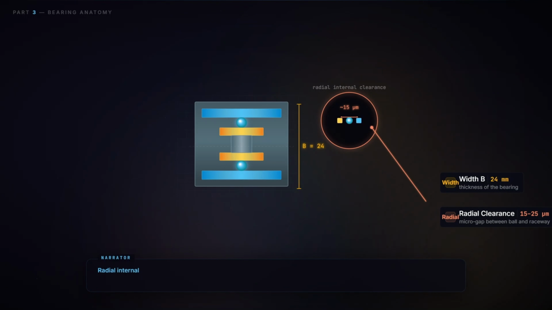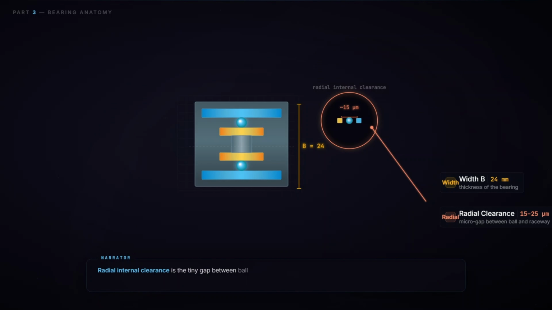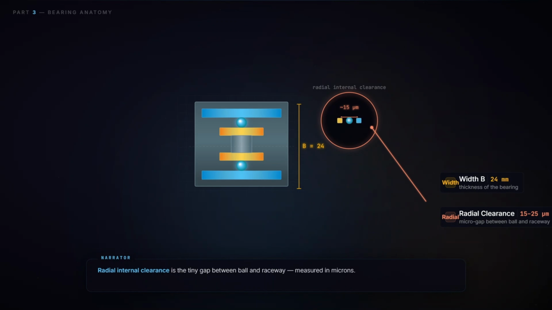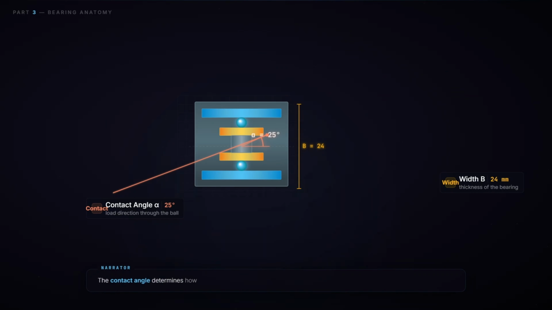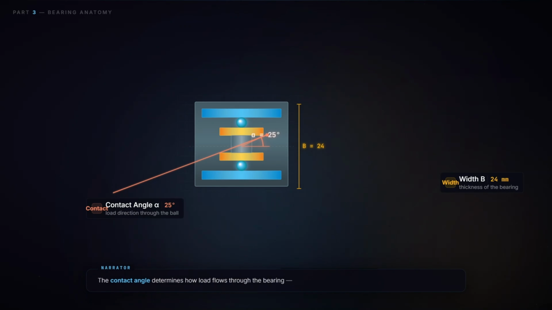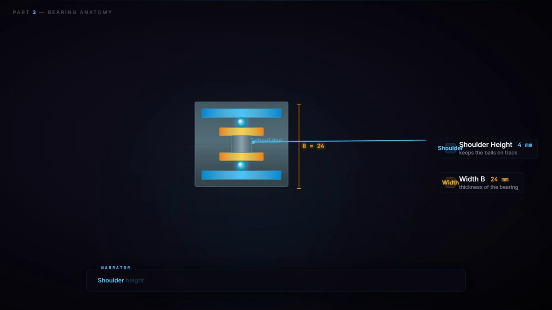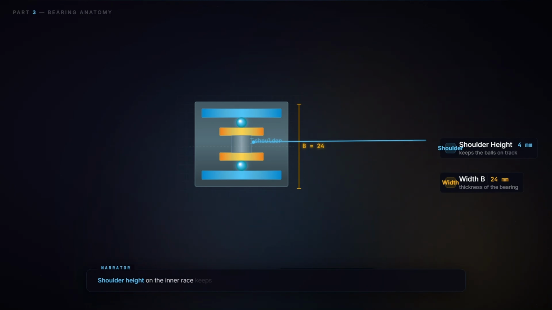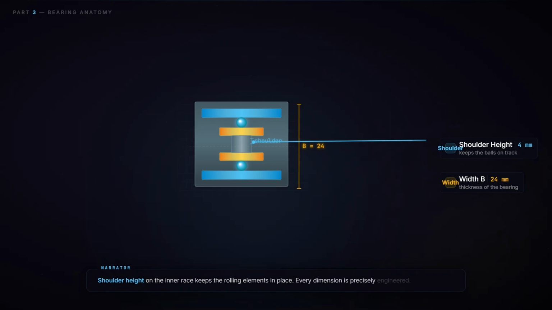Radial internal clearance is the tiny gap between ball and raceway measured in microns. Too little causes binding. Too much causes vibration. The contact angle determines how load flows through the bearing, from inner race through the ball to the outer race. Shoulder height on the inner race keeps the rolling elements in place. Every dimension is precisely engineered.